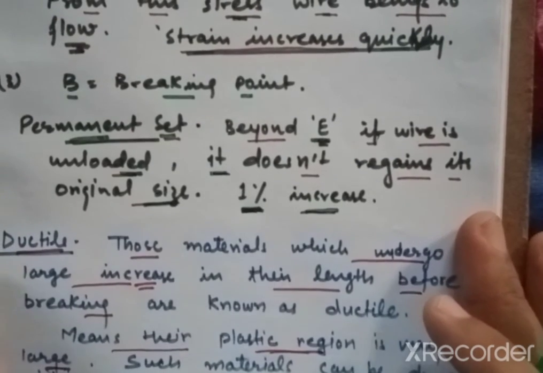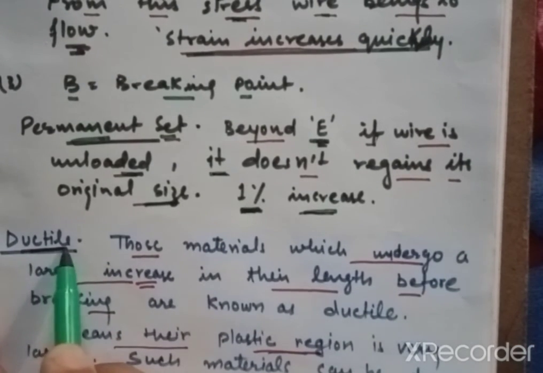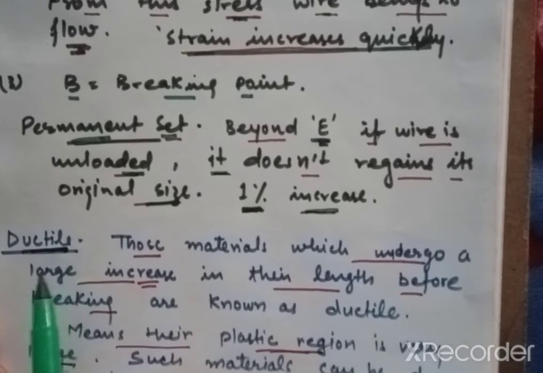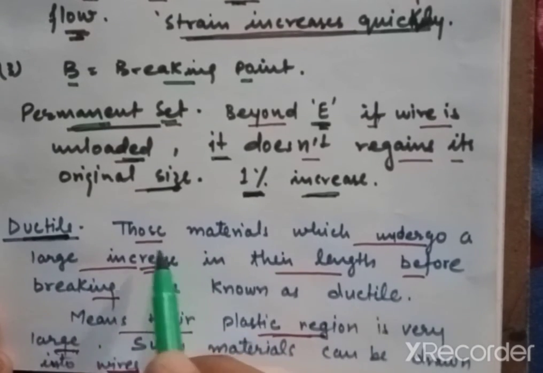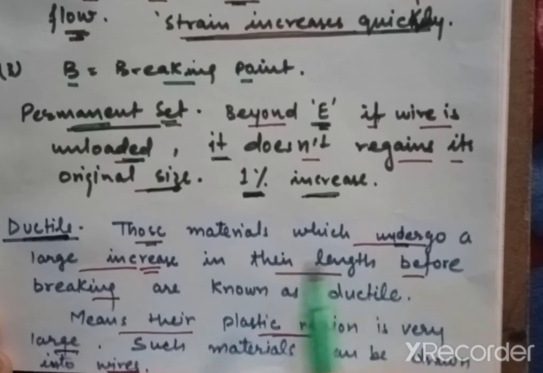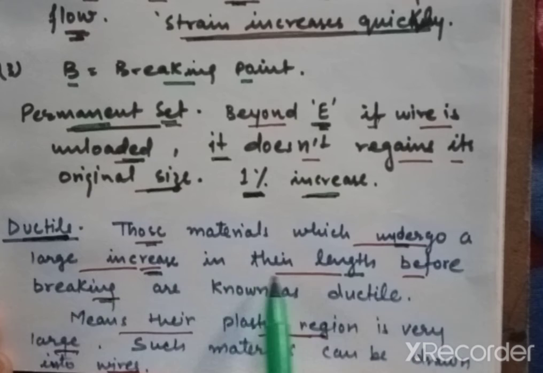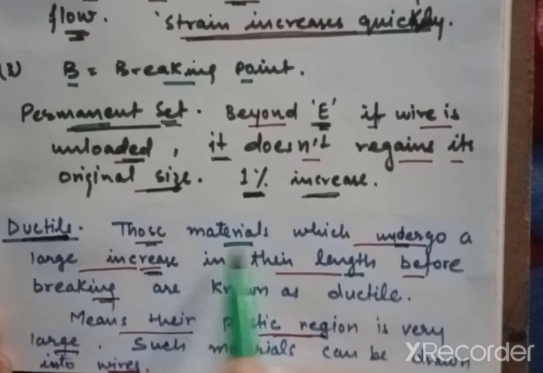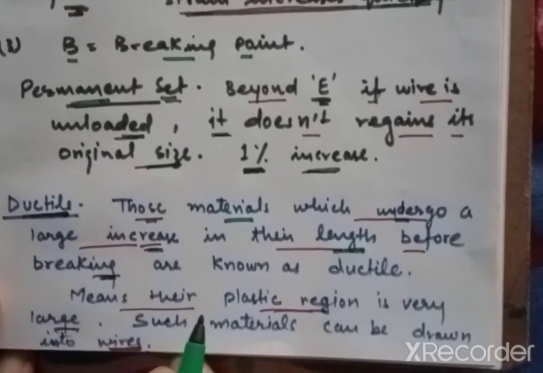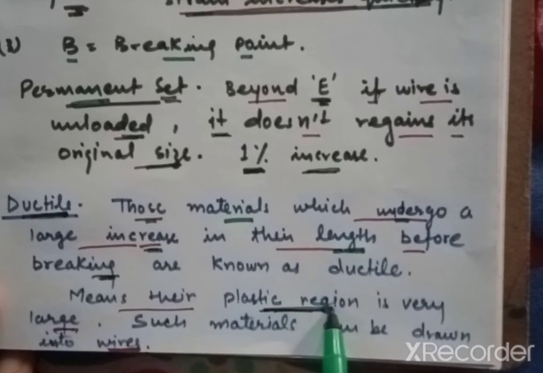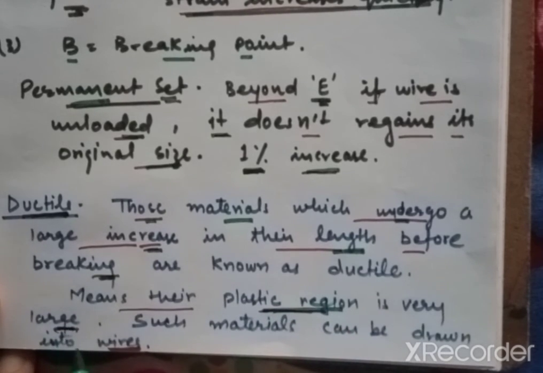This property is used for ductility, as we have discussed: those materials which undergo a large increase in their length before breaking. There are some materials, metal wires generally, that undergo a large increase in their length and don't break. That means the plastic region is very large, and such materials can be drawn into wires.